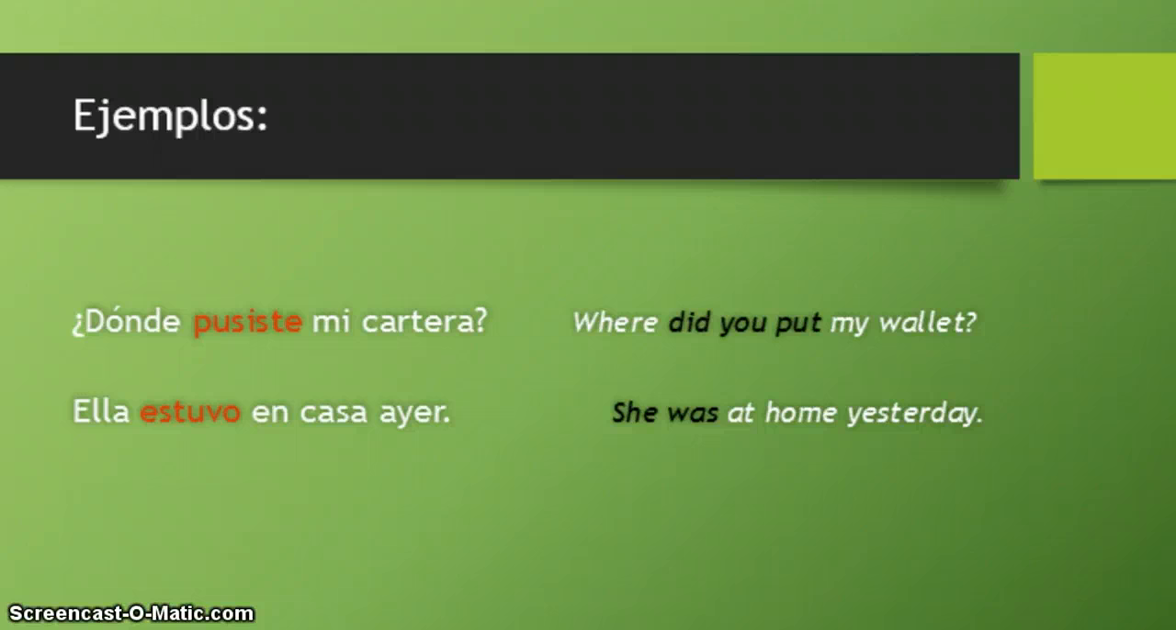All right, a couple examples using these. ¿Dónde pusiste mi cartera? This would be the tú form, so I'm asking you, where did you put my wallet? Ella estuvo en casa ayer. She was at home yesterday.